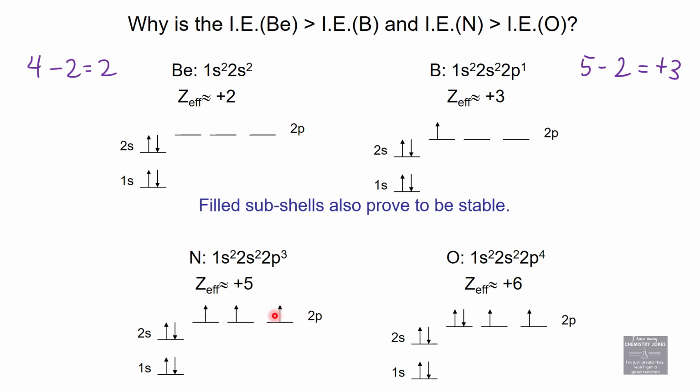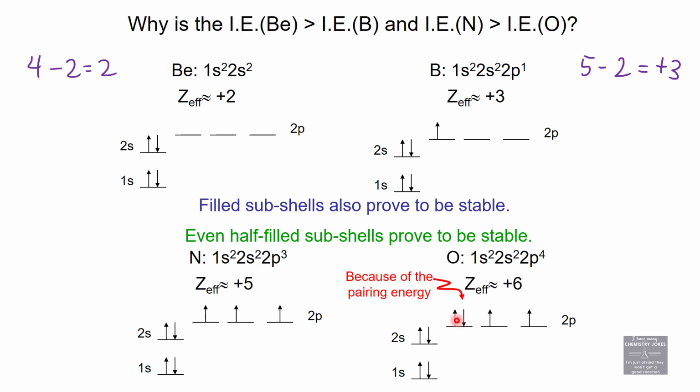But this one is completely half full. This one is more than half full. Half-filled subshells are relatively stable. So it takes more energy to remove an electron from nitrogen because you're coming from this reasonably stable half-filled subshell than it takes to remove an electron from oxygen, because oxygen has this oddity that it's more than half-filled. The pairing energy is what causes this trend to be the way it is, but we're not going to go any further than that into what that means.